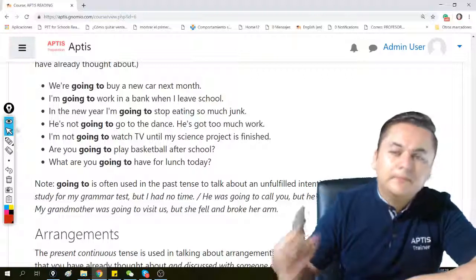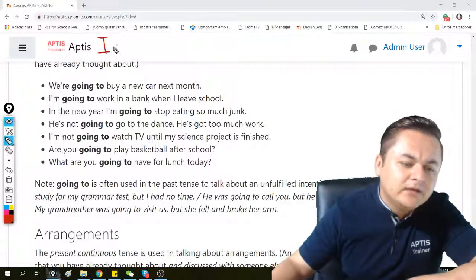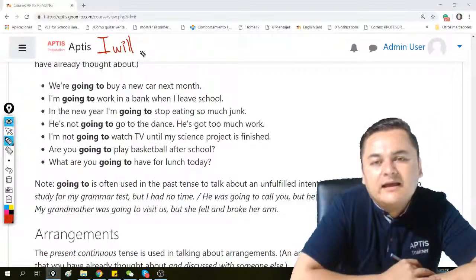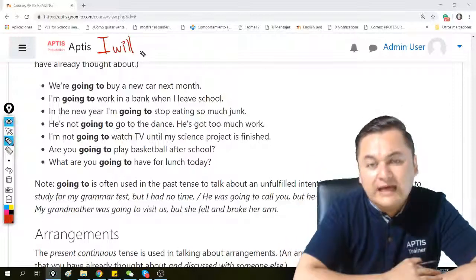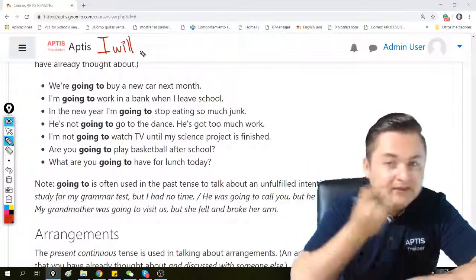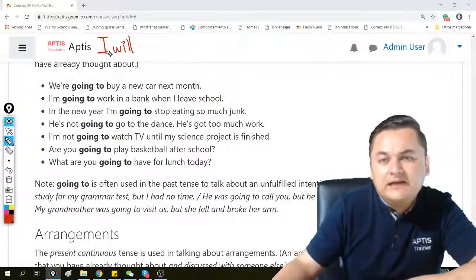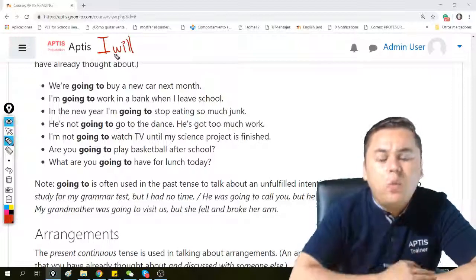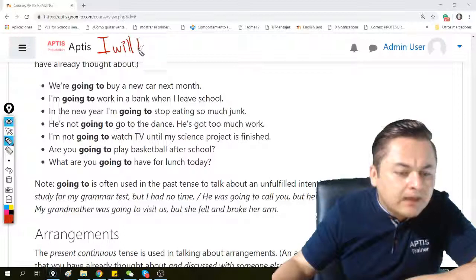So, basically the difference then is that I use will, I will, if I make the decision right now, at the time of speaking, in this precise moment. Again, I see something I like, I see the price, and I say, wow, it is so cheap. So I say, I'll buy it.